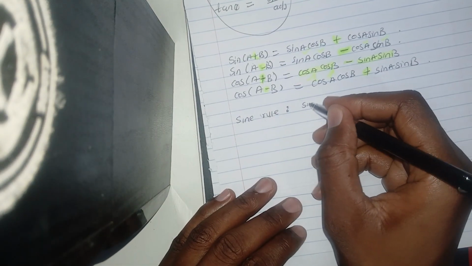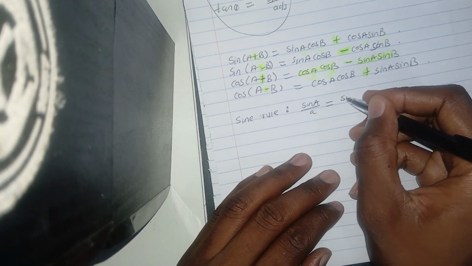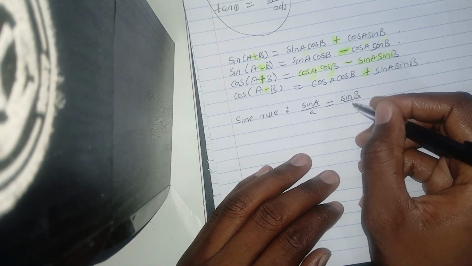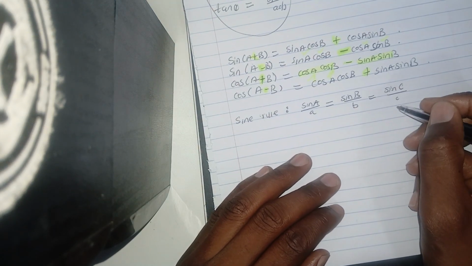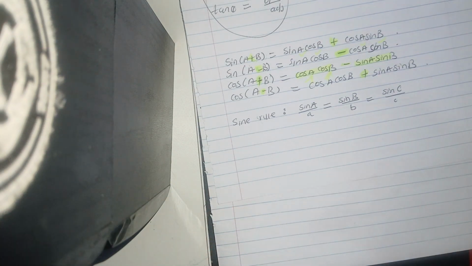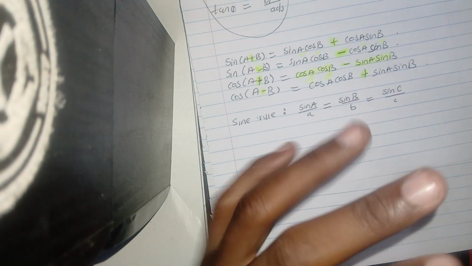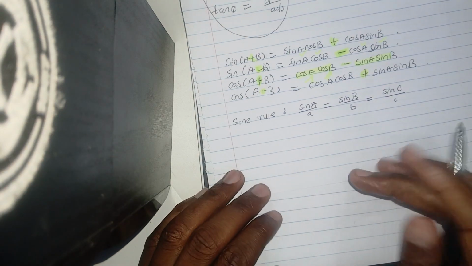is just sine A divided by A is equal to sine B divided by B is equal to sine C divided by C, right? I will show you how it works, but for now I want you to write down the formulas and all. I'm trying to give you a very strong introduction in trigonometry.